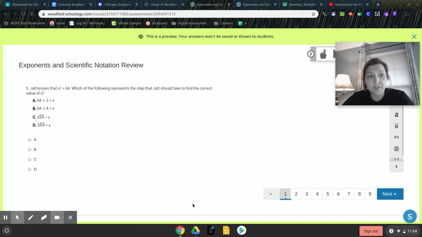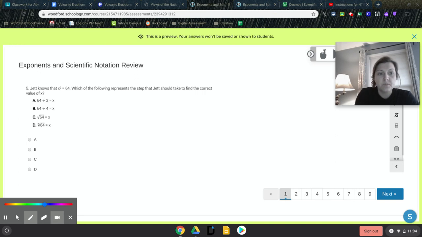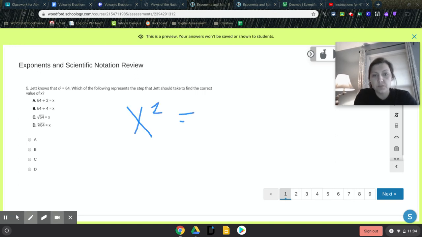So this one is actually number 5, and it says that Jet knows that x squared is equal to 64. Which of the following represents the step that Jet should take to find the correct answer? So if x squared equals 64, we need to isolate the variable, so we need to get rid of that square. So the way you do that is you do your inverse operation, and we just did this with our Pythagorean theorem. So how am I going to get rid of that square? Am I going to divide it by 2? Am I going to divide it by 4? Am I going to take the square root of it? Or am I going to take the cubed root of it? Remember, we want our inverse operation. So which one of those is that?